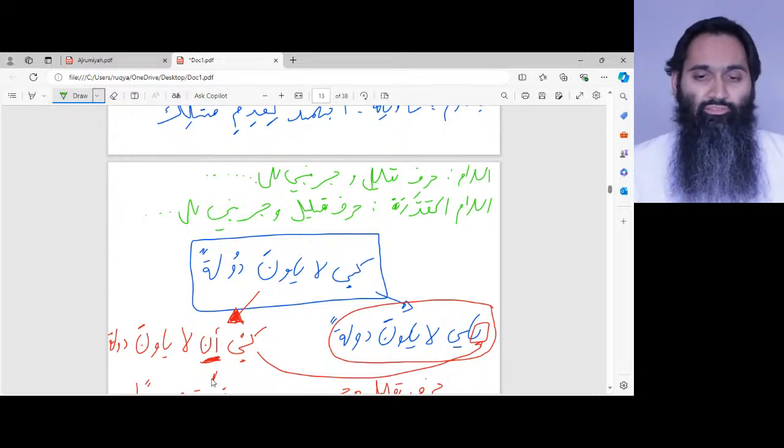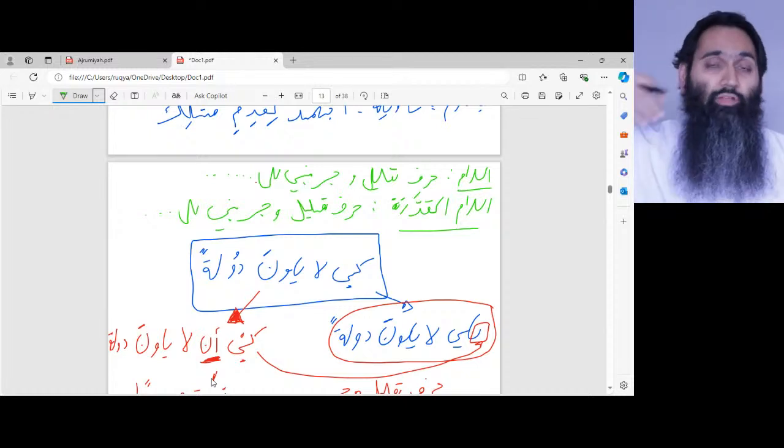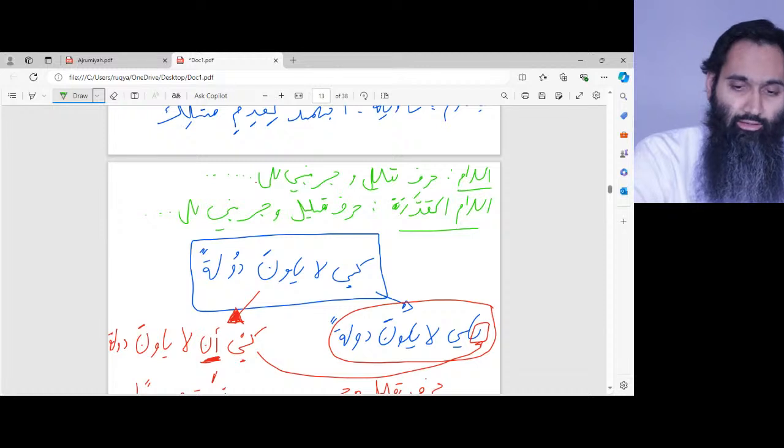So it would be the same. The i'rab would be the same. But here you could write it as lam, but if you go up, you could say al-lamul muqaddara, in the lam that we have assumed. Yes, you can say that. No problem.